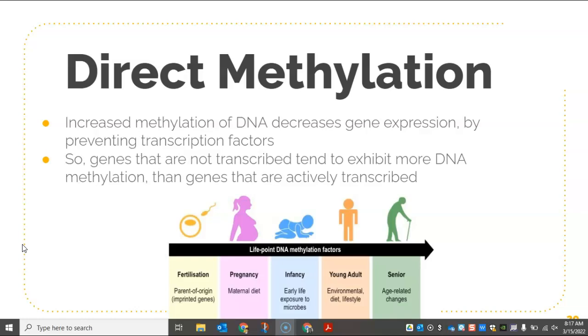Stuff like that. So direct methylation and acetylation will just typically determine what genes are continuously being expressed or kept tightly wound and not being expressed.